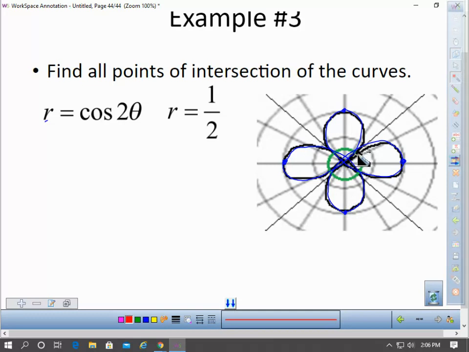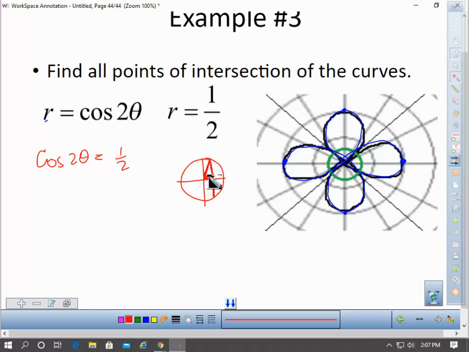So they may not hit their intersection points at the same time, but the distance from the pole will be the same. So we want to set cosine 2 theta equal to 1/2, solve. So we need to think on the unit circle, where is the cosine 1/2? I'm just thinking on the unit circle, cosine 1/2, that's my x-coordinate. So over 1/2 and up, over 1/2 and down.